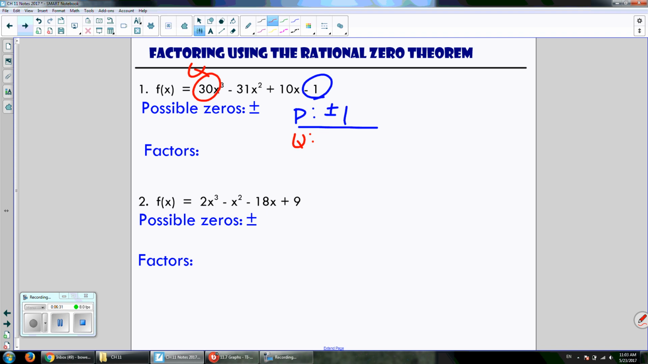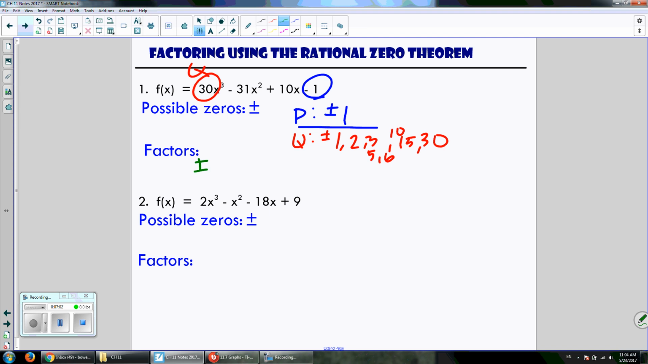So if we think about all the factors of 30, I'd have 1 and 30, 2 and 15, 3 and 10, and then 5 and 6 as well. That's not a very clean list. So 1, 2, 3, 5, 6, 10, 15, and 30. So my possible zeros are going to be all of those, plus or minus.